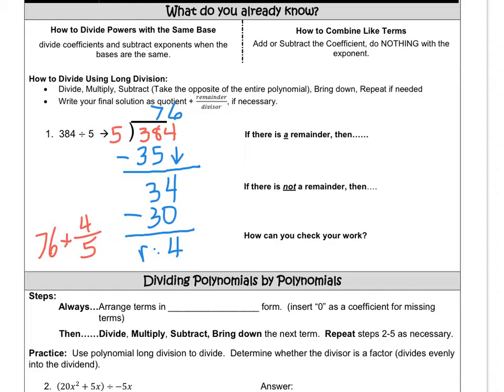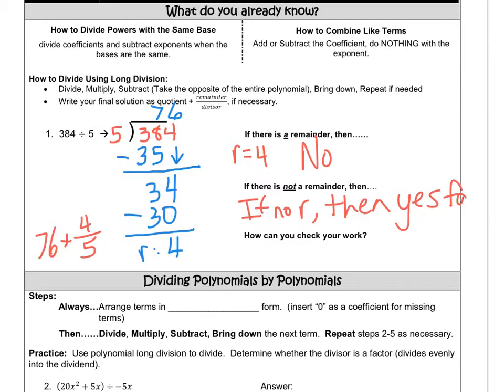Our remainder is 4. So since there is a remainder, can we say that 5 is a factor? And the answer to that is no. It is not a factor as long as we have a remainder. If there was no remainder, then yes, it is a factor. And then how do we check our work to see if we've done it correct? Well, all we have to really do is multiply our answer, which is 76 plus 4/5, times our divisor 5. And when we do that, we'll come back to the 76.